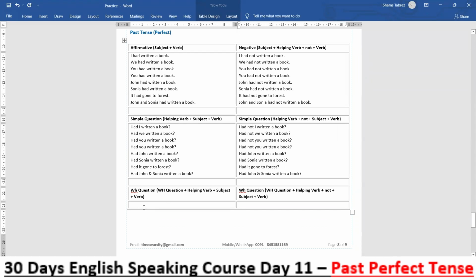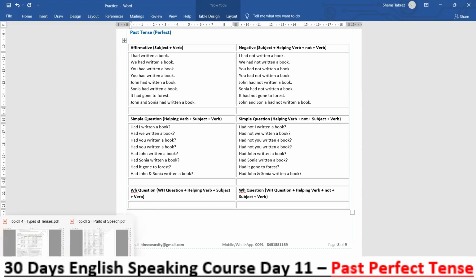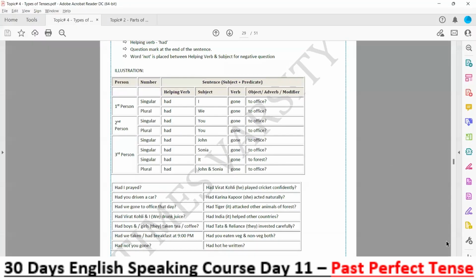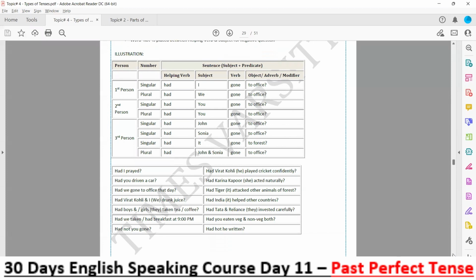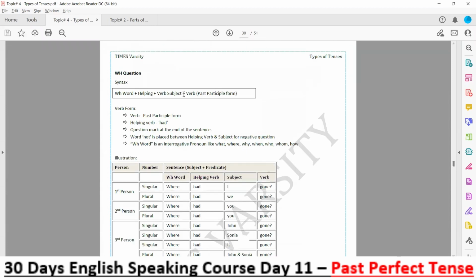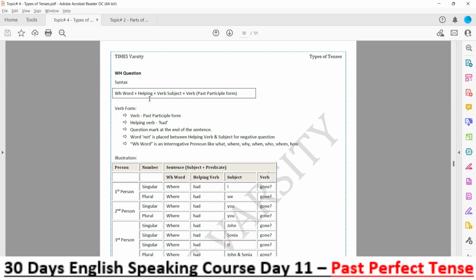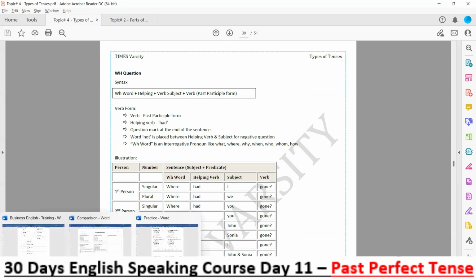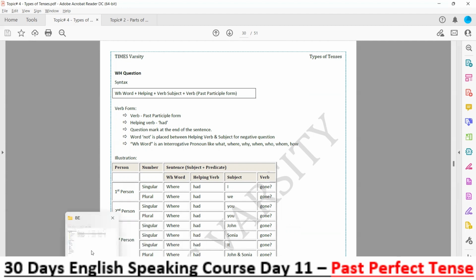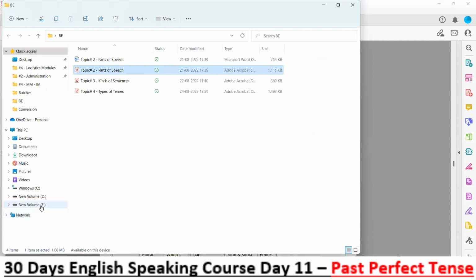Let's discuss now the WH question in past perfect tense. A WH question, as usual, has the WH word, then the helping verb, then the subject, then the verb. Let me correct this one.